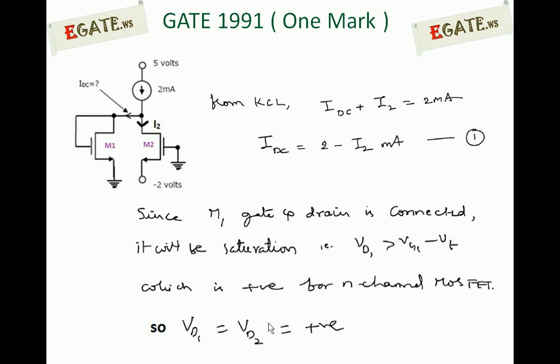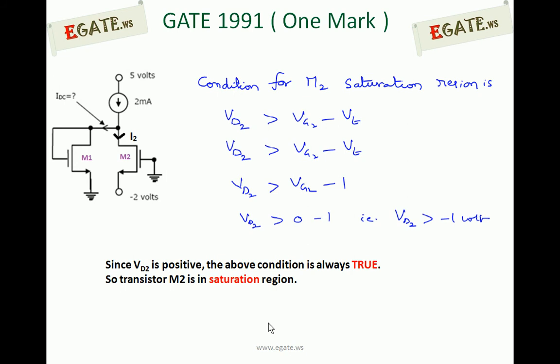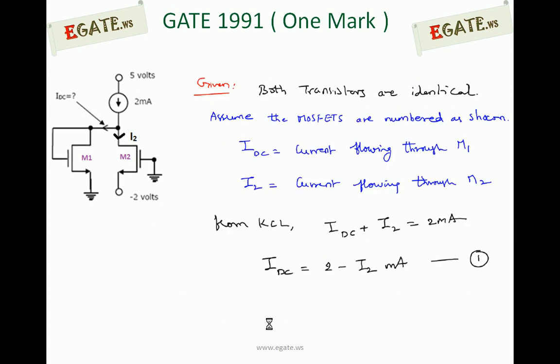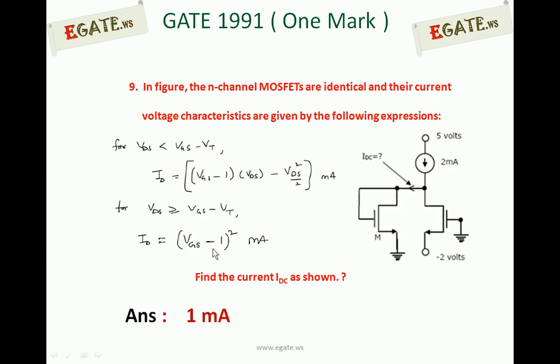Next, come to the second transistor M2. The condition for M2 saturation region is that the drain voltage of M2 should be greater than gate voltage minus threshold voltage. From the current equation, we can say that threshold voltage Vt is equal to 1 volt. This is the general drain current equation for a MOSFET, where it is VGS minus Vt always. So Vt is equal to 1 volt. We can say it from the given equation.